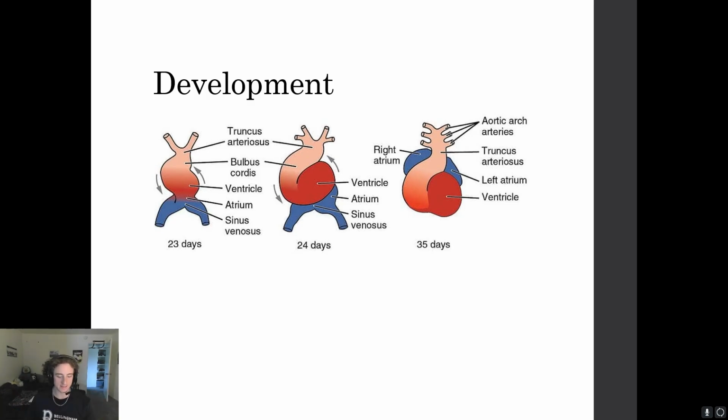And so what we're going to see is essentially a gradient of intrinsic rate speed, fastest at the sinus venosus and then slowing down into the truncus arteriosus. So the sinus venosus is sending a faster signal than the atrium, which is sending a faster signal than the ventricle, which sends a faster signal than these main artery parts of this original tube.